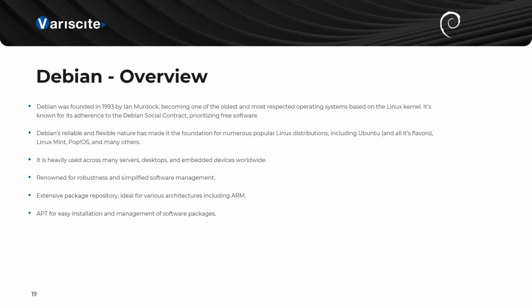Debian's robust and flexible nature has made it the foundation for numerous popular Linux distributions. Some of the most well-known derivatives include Ubuntu and its various flavors, Linux Mint, Pop!_OS, and many others. These distributions inherit Debian's stability and package management capabilities, making them widely used across different sectors. Debian is heavily used across a wide range of environments, from servers and desktops to embedded devices.